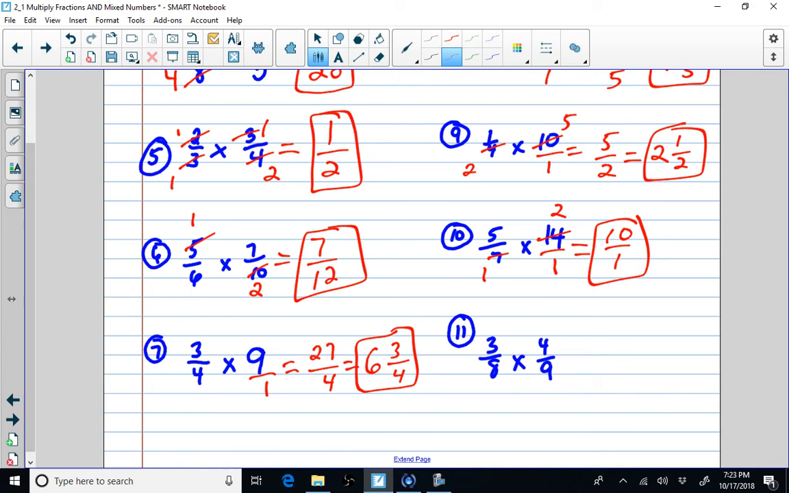And example number 11. Right? Why don't you guys try that? I'll pause for a second, see if you guys can divide that out correctly. Alright, so pause it.